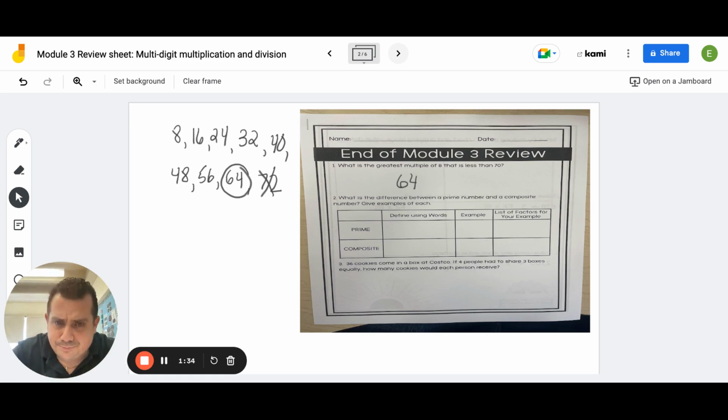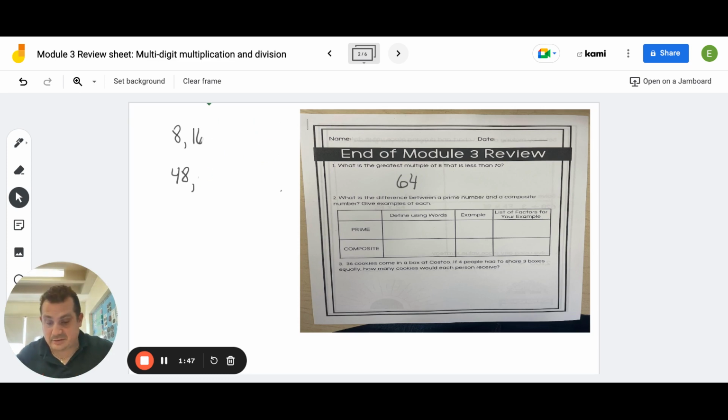Now we go to number 2. What is the difference between a prime number and a composite number? And then you're going to give an example of each. We have spent plenty of time going over this in class. A prime number is a number that has 2 factors, 1 and itself, and that's it. Every single number has at least 2 factors, 1 and the number itself.